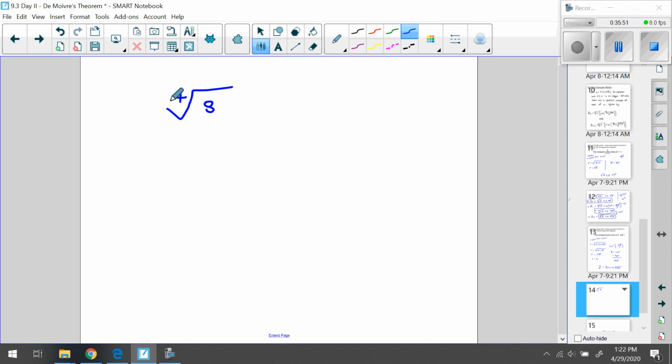So again, if it's a third root, this will be a 3. If it's a fourth root, this will be 4. So we're going to do the fourth root of 8, and then we're going to do cis and take the angle that we found, 300, and divide that by 4. And so this will be your first root, z sub 0.